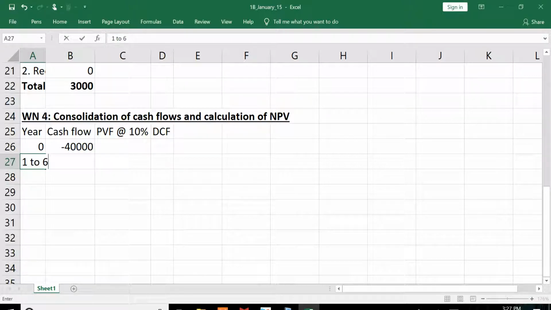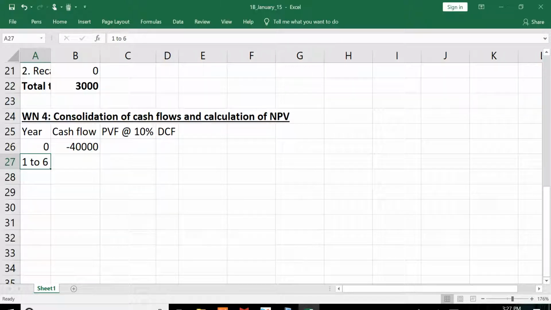Years 1 to 6. I can even write 1 to 5 or I can write 1 to 6. Years 1 to 6 is 11,200, and year 6 separately is 3,000. Or you write years 1 to 5 as 11,200, and year 6 will be 14,200, because the last year will be 11,200 plus 3,000.